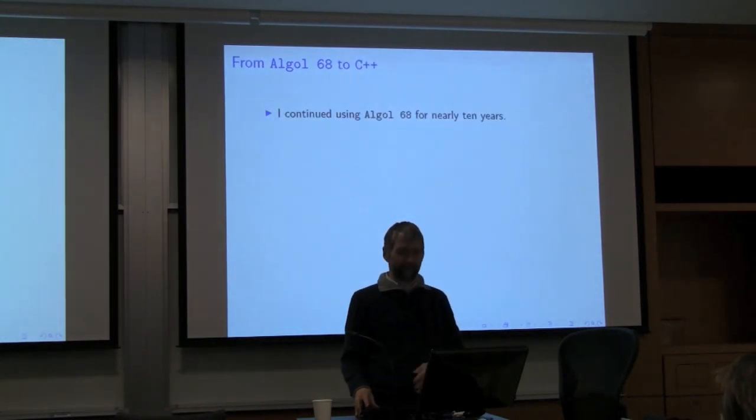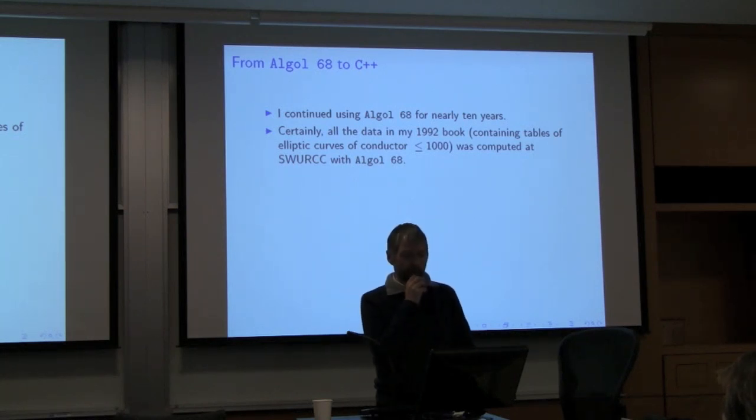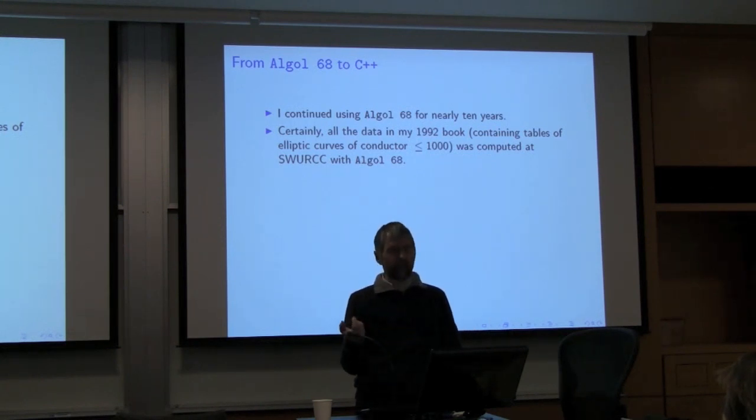I had Algol 68, so I continued using Algol 68. Algol 68 is rather like C++ in many ways. You can define classes and overload operators. I think I'll say a bit more about that in a minute. The book that I mentioned before has whole tables of elliptic curves in it, and they were all computed on this mainframe computer at the Southwest Universities Regional Computer Center. It was in a different town. I had remote access. It was all batch processing. You could submit jobs and then pick up the output the next day usually. And that's how things worked.